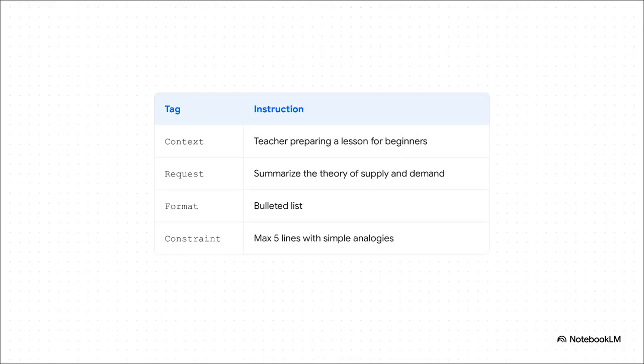This right here is the perfect way to handle a complex request. You're just breaking it down with simple tags. Here's the context, here's the request, here's the format, and here's the constraint. By doing this, you leave zero room for error. The AI knows exactly who you are, what you want, how you want it, and all the rules it has to follow. It's basically foolproof.